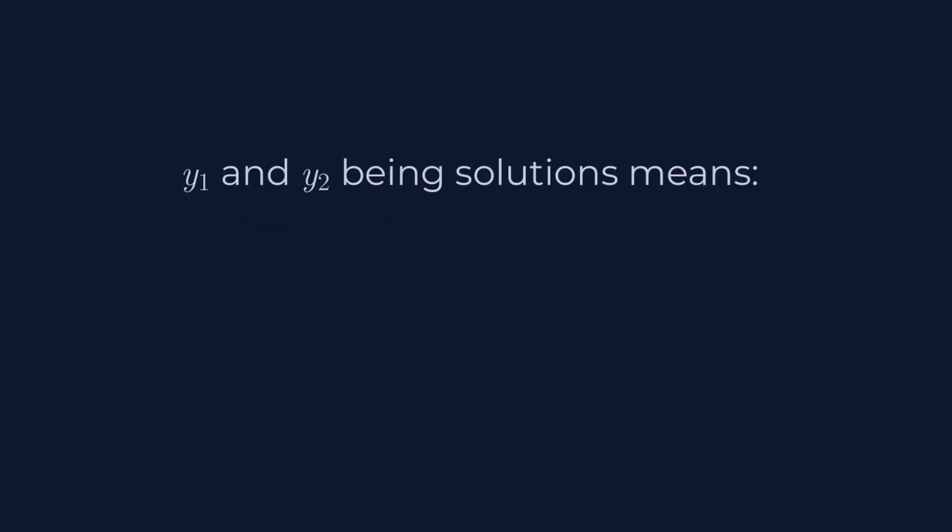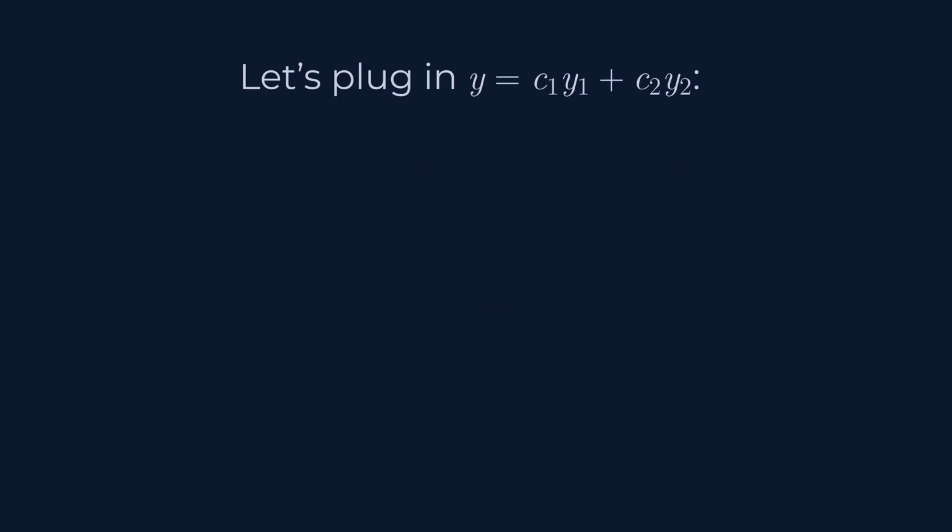By saying that y1 and y2 are solutions, we mean that they satisfy the differential equation. That is, Ly1 is equal to 0, and Ly2 is also equal to 0. Now that's important to remember, because now we can try and plug in y is equal to c1y1 plus c2y2. If we have something like this, Ly is equal to L applied to c1y1 plus c2y2, we can apply the properties of linear operators, and that is simply going to be equal to c1Ly1 plus c2Ly2.